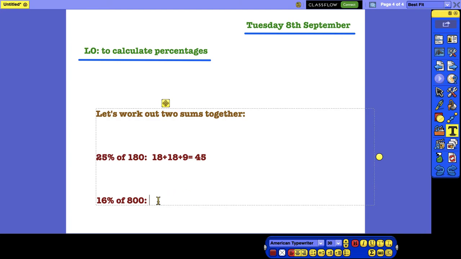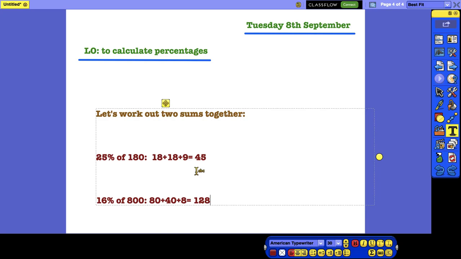Next one. 16% of 800. Okay? For this one, we know what 10% is. 10% is 80. We know what 5% is because it's half of 80. 40. And we know what 1% is, because we've divided by 10 to get to 80. We just got to divide 80 by another 10 to get to 1%. 8. Then 80 plus 40 plus 8, 128. That's how we're working out our percentages.